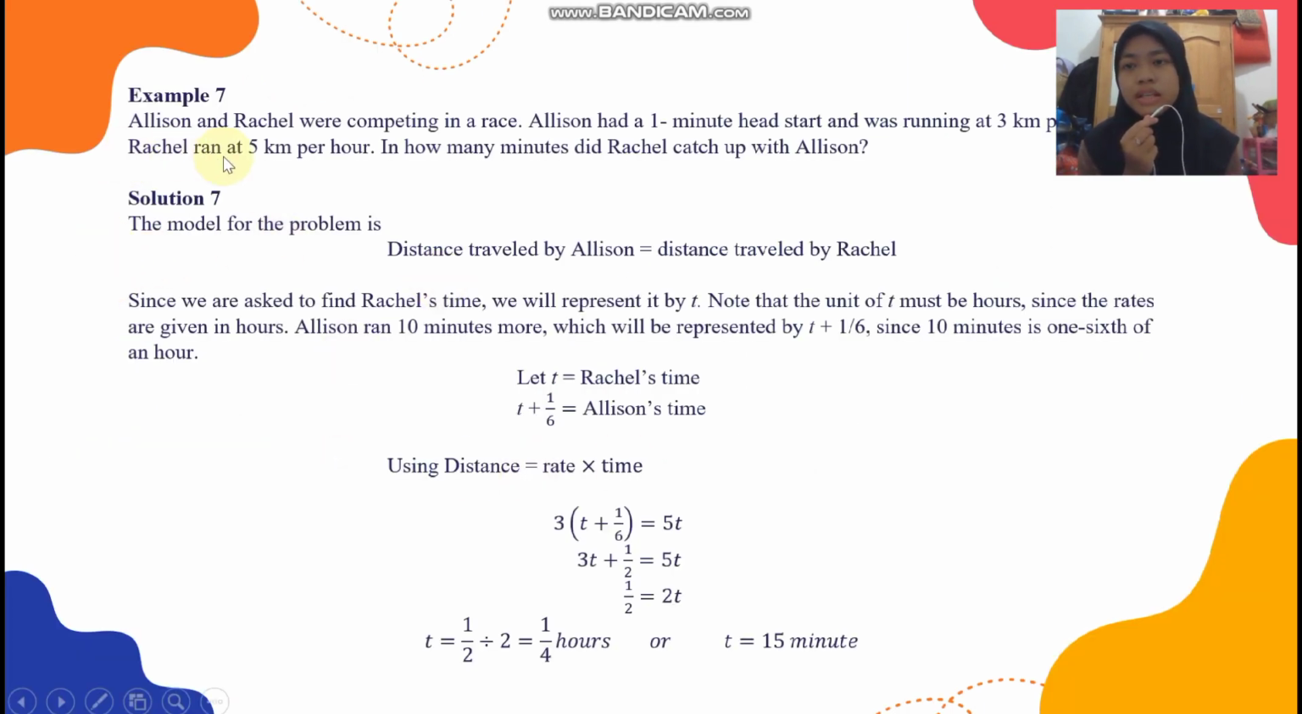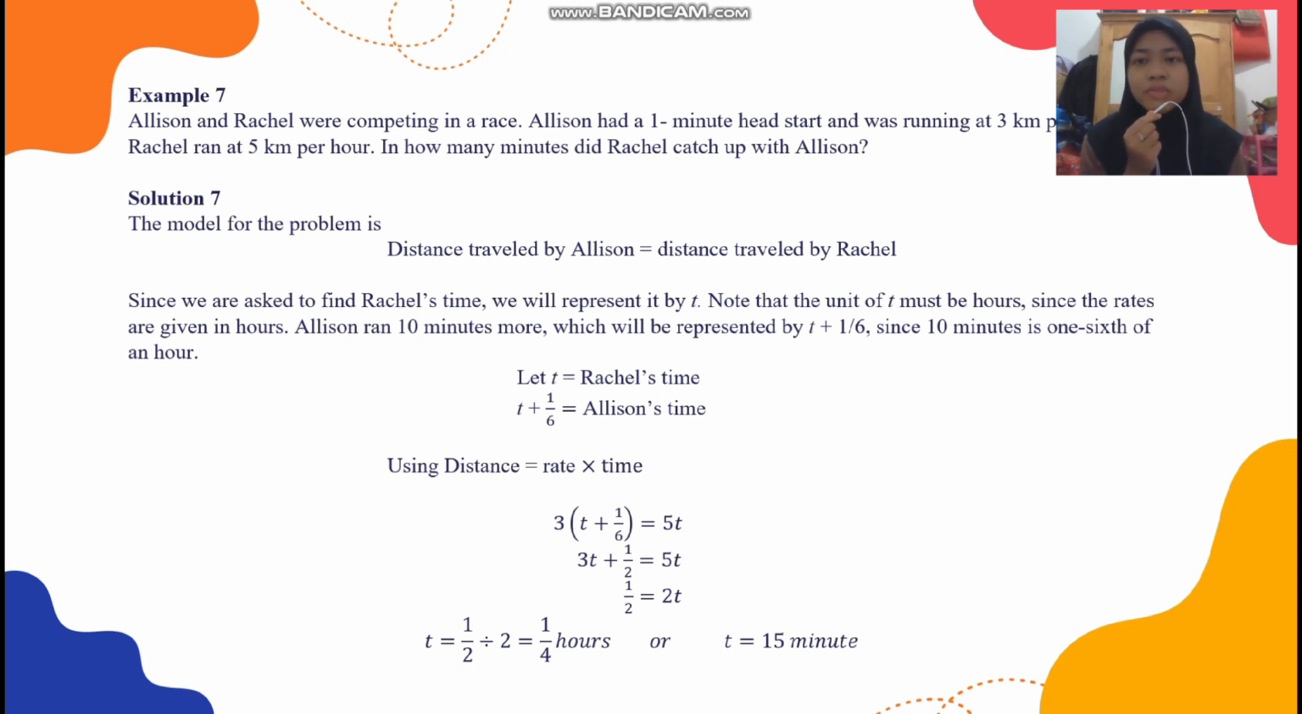At first is example 7. Allison and Raquel were competing in a race. Allison had a 10-minute head start and was running at 3 km per hour, and Raquel ran at 5 km per hour. In how many minutes did Raquel catch up with Allison?